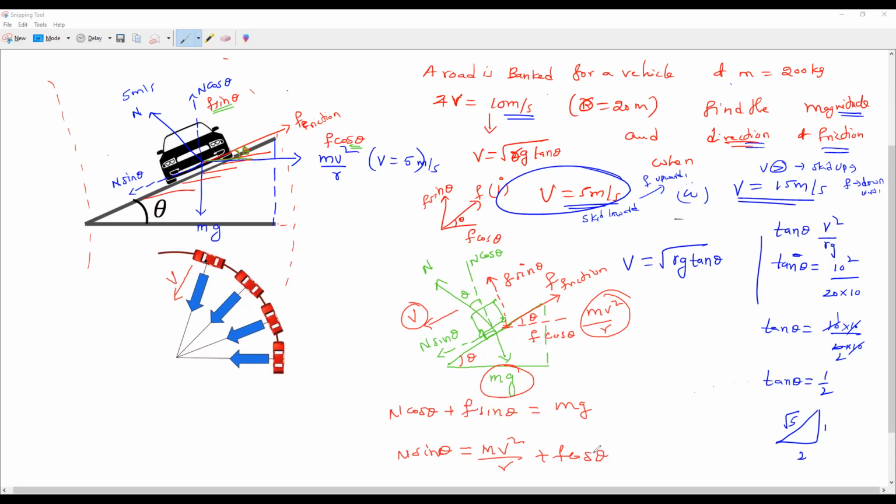Yes, sir. F cos theta will come to this side. I will form the two equations now. All of you observe. First one is N cos theta plus F sin theta is equal to mg. Second equation: N sin theta minus F cos theta is equal to mv square by r. Will you all agree with me?